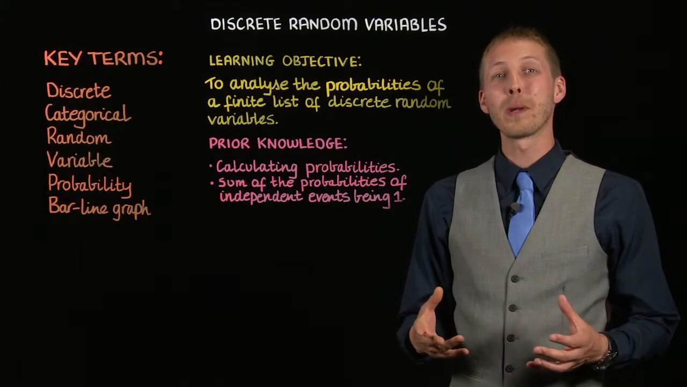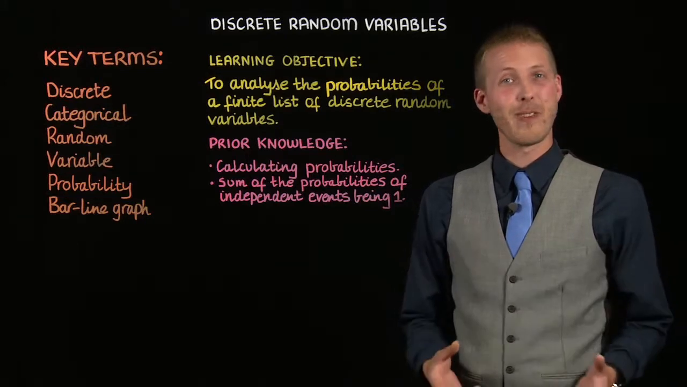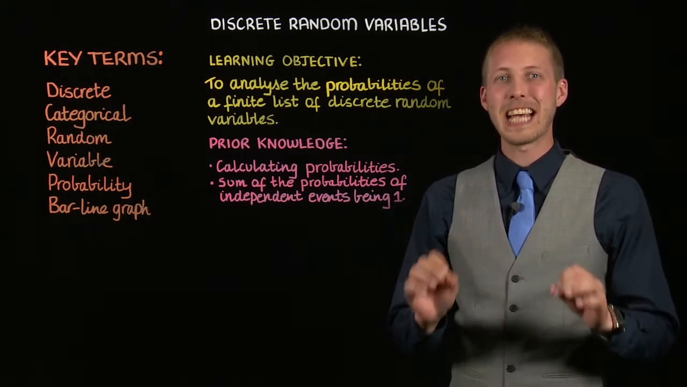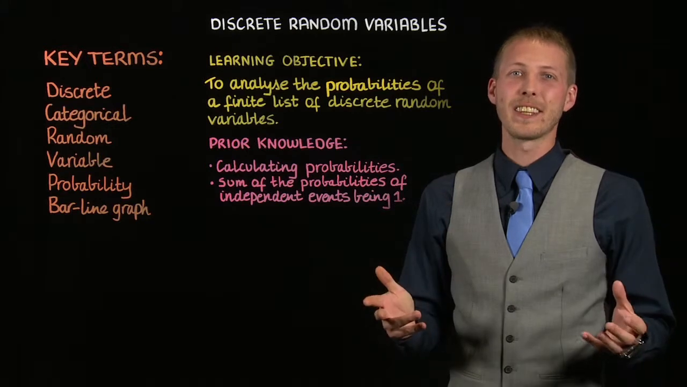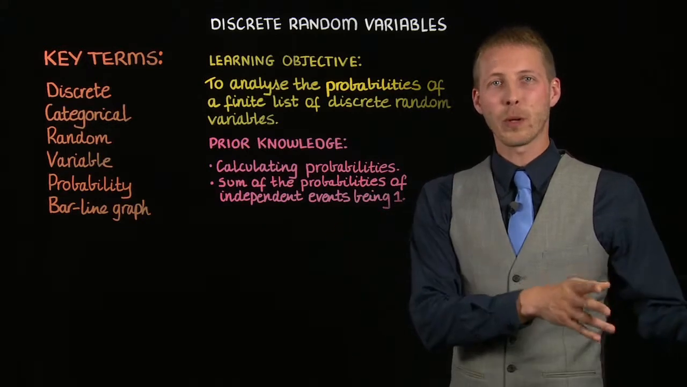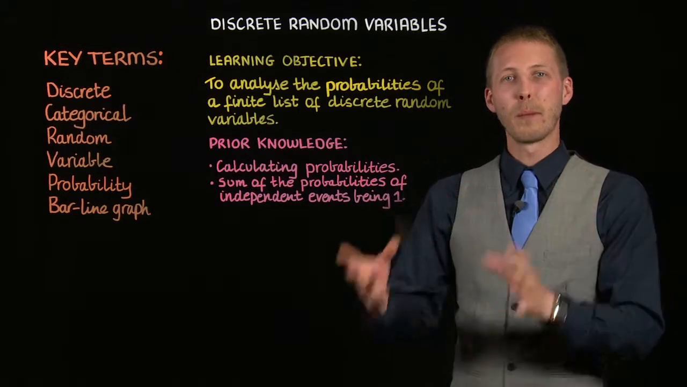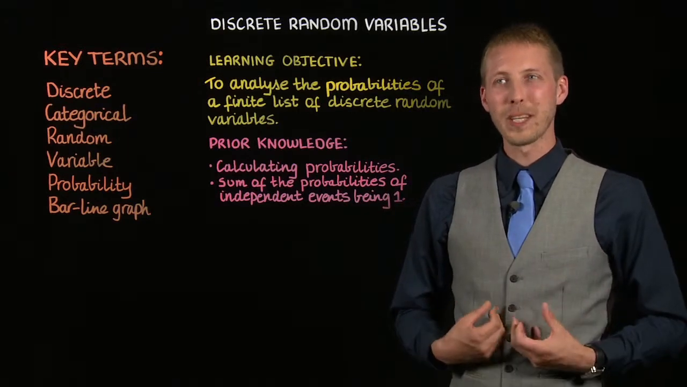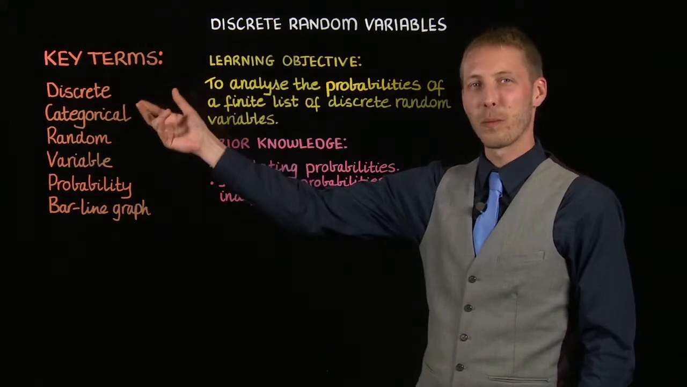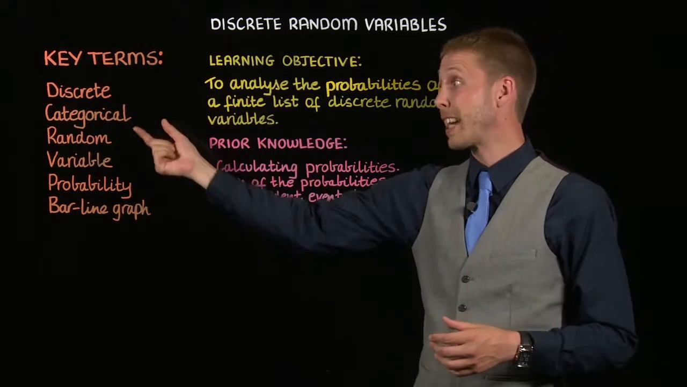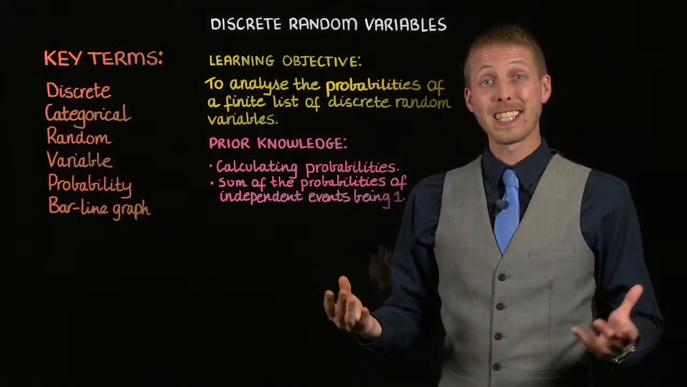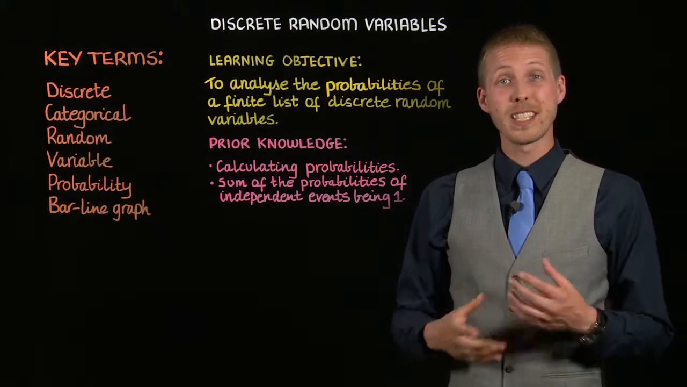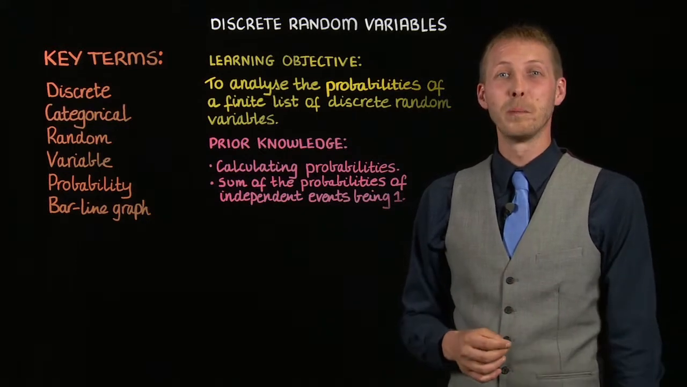Whilst your students will have probably calculated probabilities with discrete random variables before, they may not necessarily have used that exact language. And so the skill in this topic is linking new language and notation with probability ideas already established. Some of the key terminology we'll be using are discrete, along with categorical, obviously random and variable, probability, and we will be talking about bar line graphs, which is a representation that students might not have seen before.